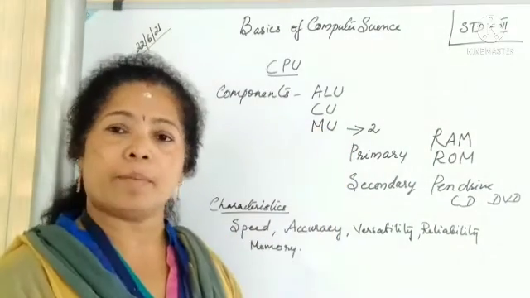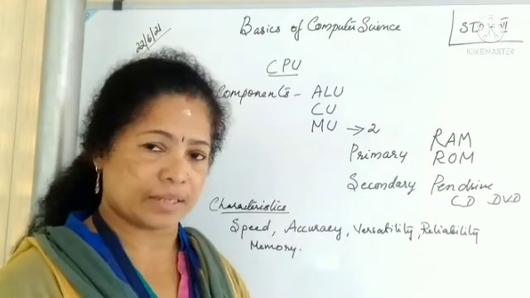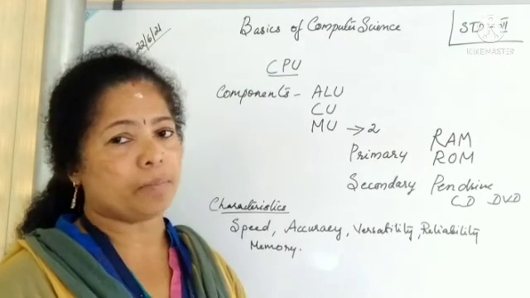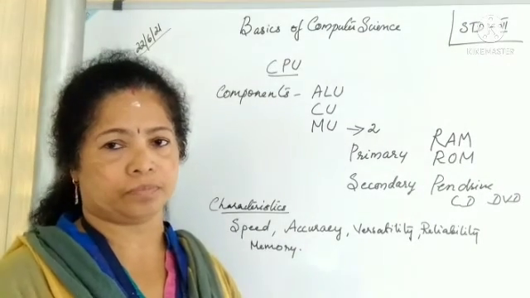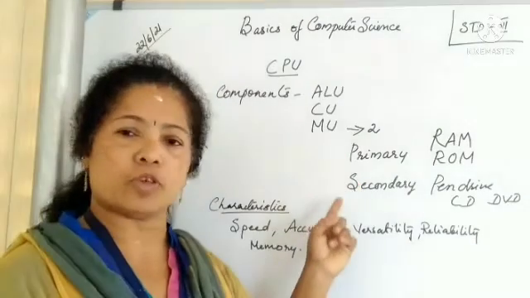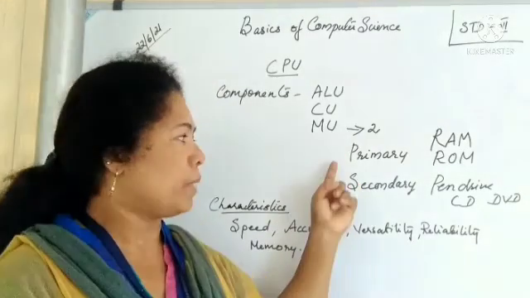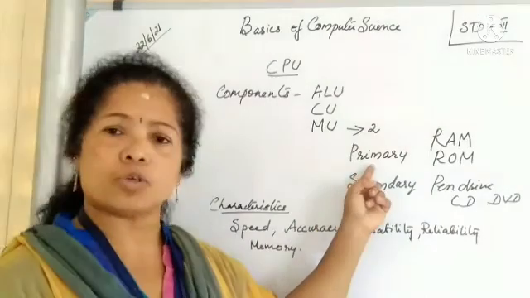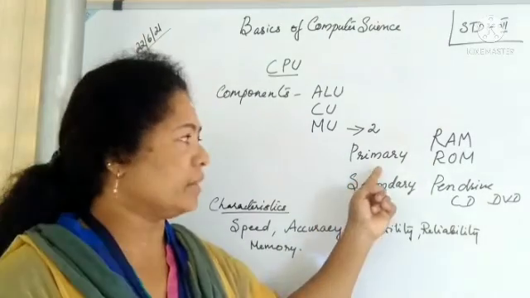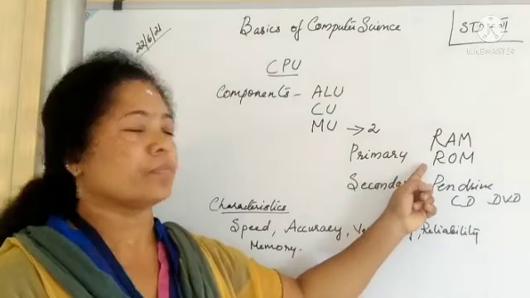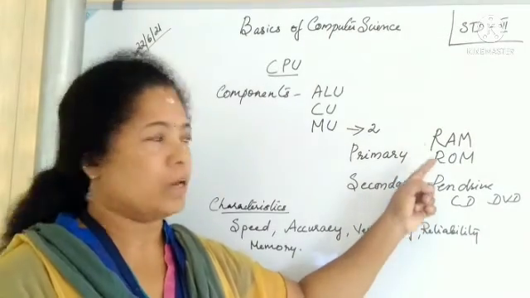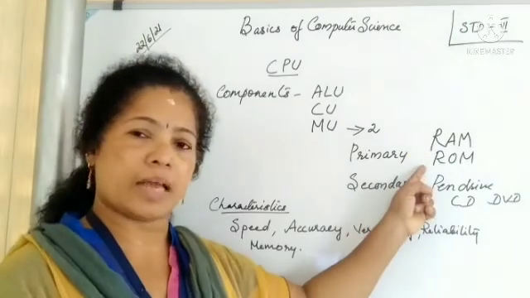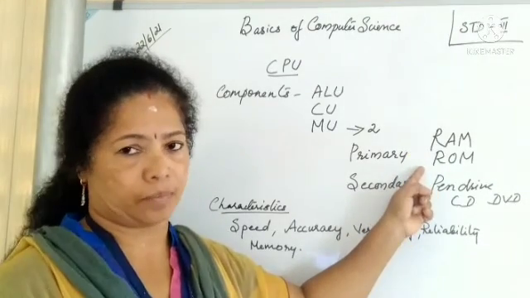Memory unit. A computer has a large storage capacity and it is called memory, and it is the main part of a computer. Okay, there are two types of memory. What are they? Primary memory and secondary memory. Primary memory is also called internal memory, and the examples are RAM and ROM. RAM stands for random access memory and ROM stands for read-only memory.